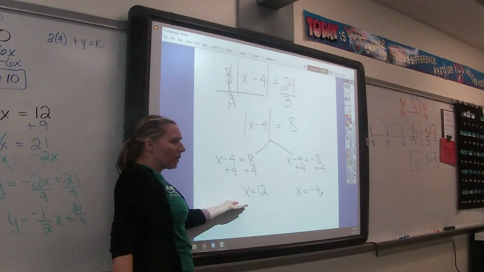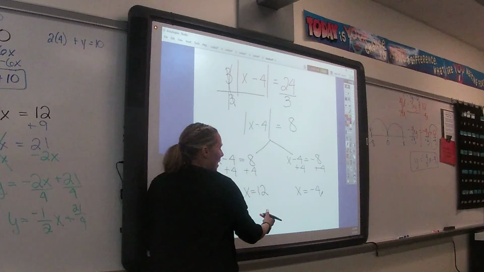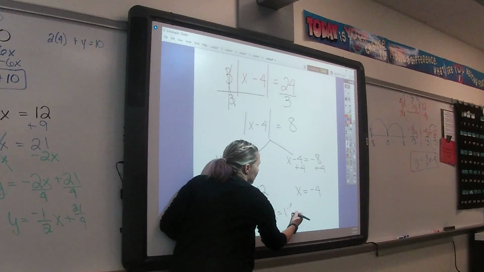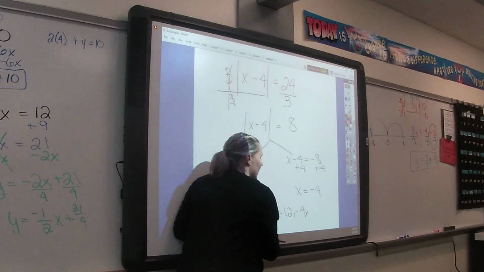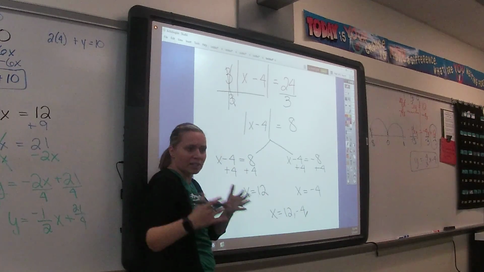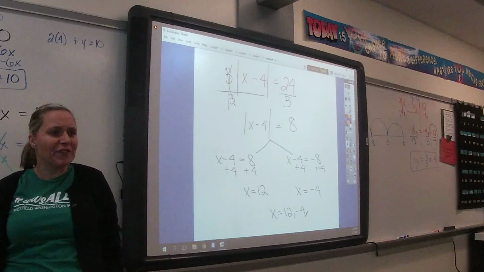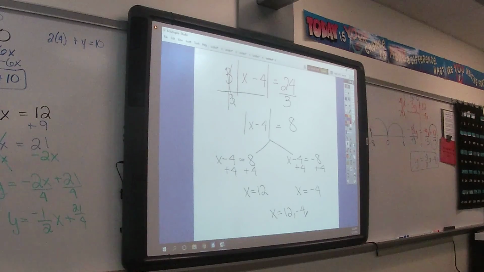It's totally fine to write it this way and circle your answer, but oftentimes what you'll see in the math world is this. X can be 12 and negative 4, just a comma in between them. Either way is fine. There isn't a right or wrong. There isn't necessarily a more preferred. You just maybe see that second option more often.